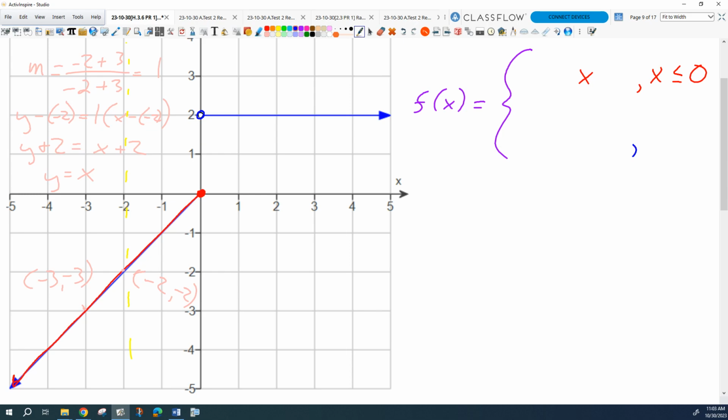What's the domain again? Sorry. Greater than 2, the domain for the blue piece? Greater than 0, right? Remember, everybody makes that mistake from time to time. But remember, domain, you're thinking about the x values, right? So it's going to be x is greater than 0.